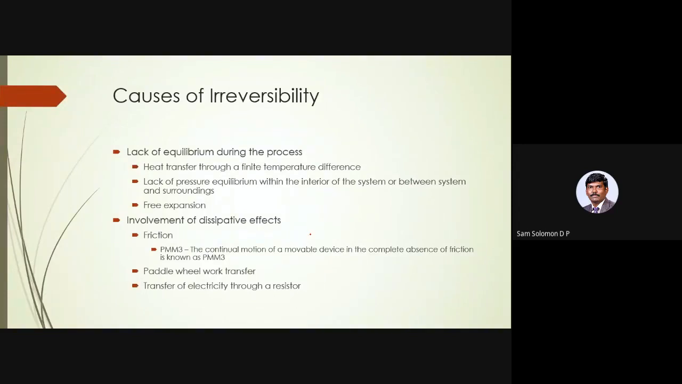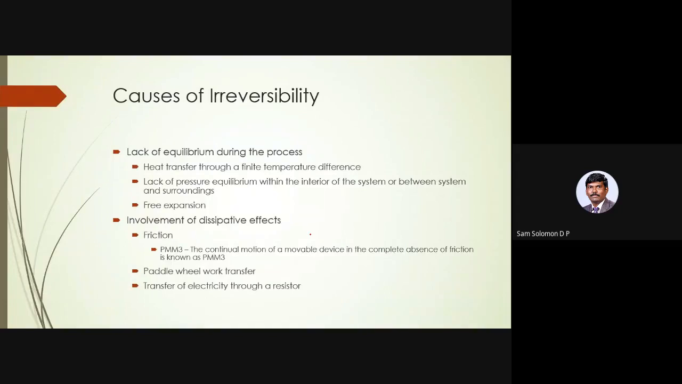Number two, lack of pressure equilibrium with the interior of the system or between the system and the surroundings. If there is a pressure difference, then there is no mechanical equilibrium. If there is going to be a difference in pressure, then automatically there will be a change of state. So that lack of pressure equilibrium will also lead to irreversibility.